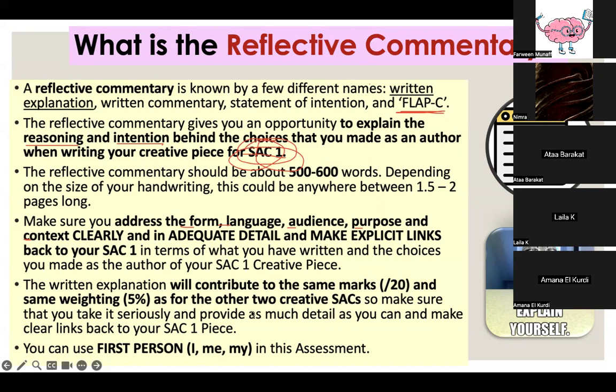Also, you need to remember, guys, the reason we're stressing this is that it will contribute to the same mark. So your SAC tomorrow is out of 20 and it's the exact same weighting as your other 2 creative SACs. So it's still going to be worth 5%. And the way that you can get these marks is, number 1, by doing all of the FLAPC.